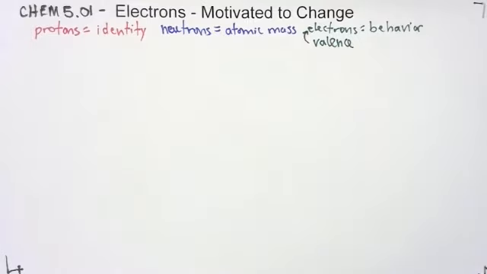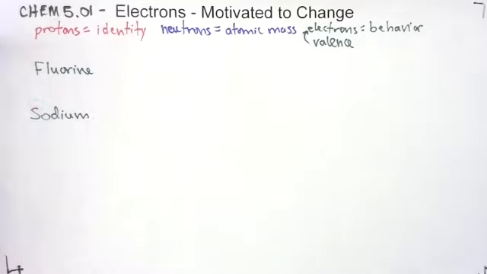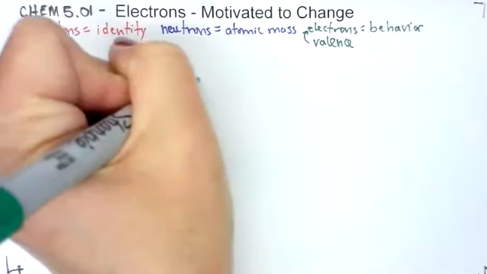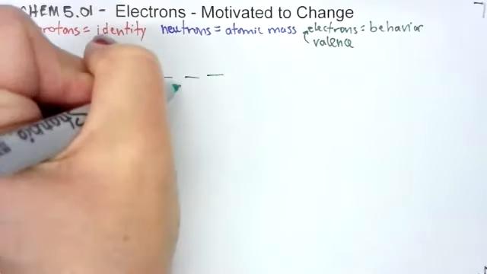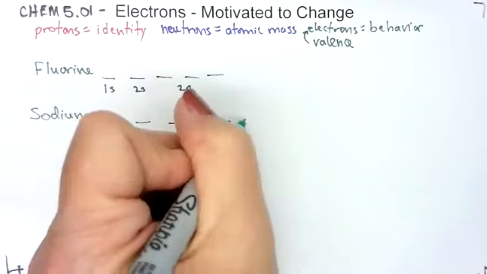To discuss this, let's look at fluorine and sodium. I'd like you to pause the video, and we're going to do the orbital diagram notation for fluorine and for sodium. Pause the video and give me the orbital diagram notation for these. All right, hopefully we're back. You have 1s, 2s, 2p, and down here for sodium, you have 1s, 2s, 2p, and we have 3s.